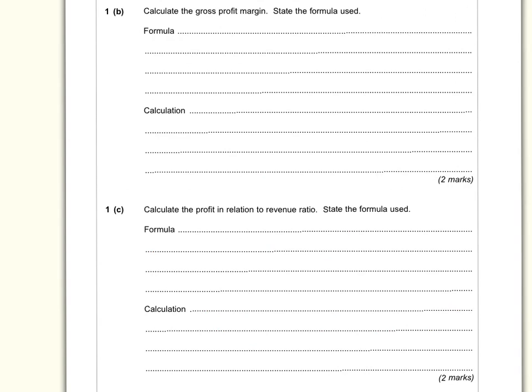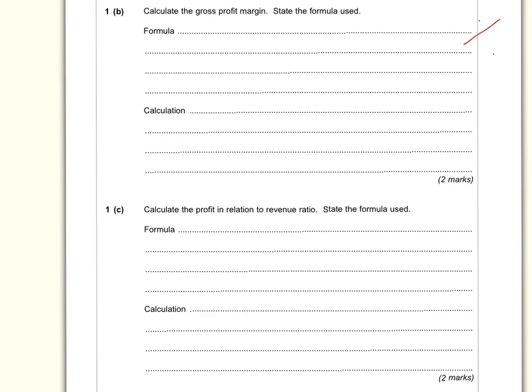Okay, so question 1B is asking us to calculate the gross profit margin. So, the key term being gross profit margin. So, our answer will ultimately be expressed as a percentage. Remember, the gross profit margin shows us how much the business earns for every pound of sales.